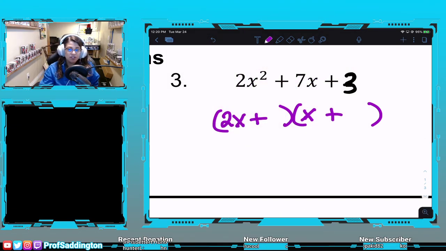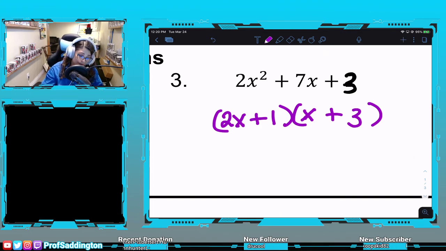All right. What's the only way we can multiply to get 3? Well, it's 3 and 1. But then we got to think about where is the 1 going to go and where is the 3 going to go? Because I'm multiplying and I've got to combine to get 7. So let's try 1 and 3.